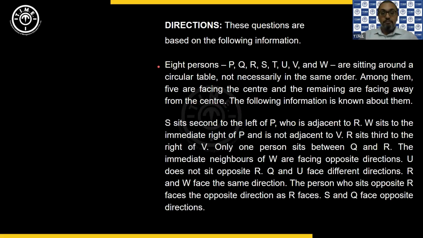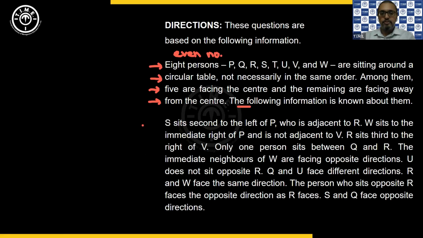Then coming to the next, we have 8 persons sitting around a circular table. Among them, 5 are facing the center, and the remaining 3 are facing away. Among 8 people, which is an even number, we will have opposites. So with 8, you will have 4 pairs of opposites. Correct?